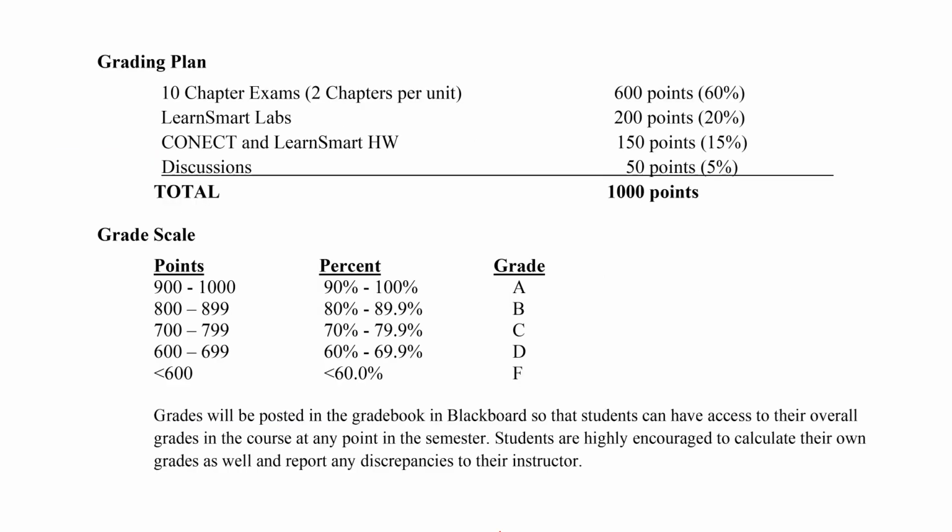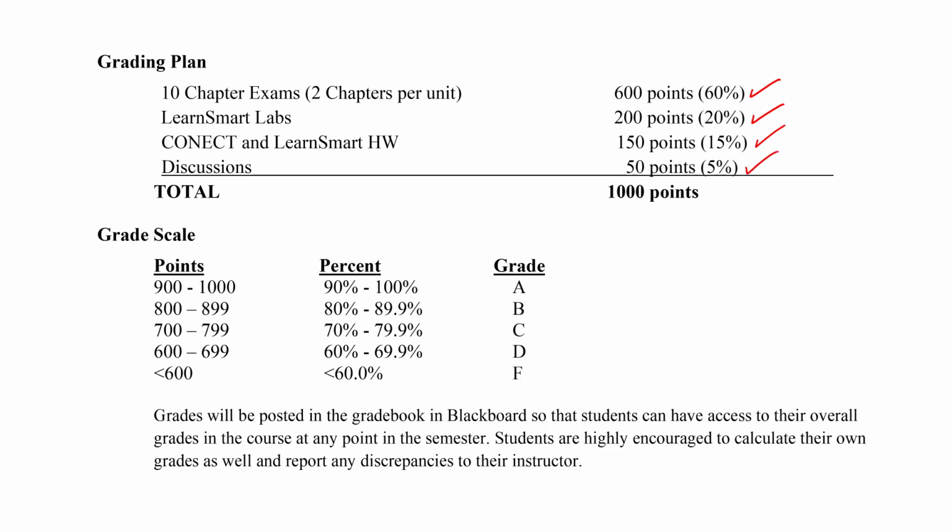Grading. 60% of your grade is going to be from exams. There are 2 chapter exams per unit, and there are 10 chapter exams, so that means there are 5 units, and those are 60% of your grade. Then 20% of your grade is going to be your labs that are found on LearnSmart, and 15% of your grade are your LearnSmart homework assignments from there, and 5% are your discussions.